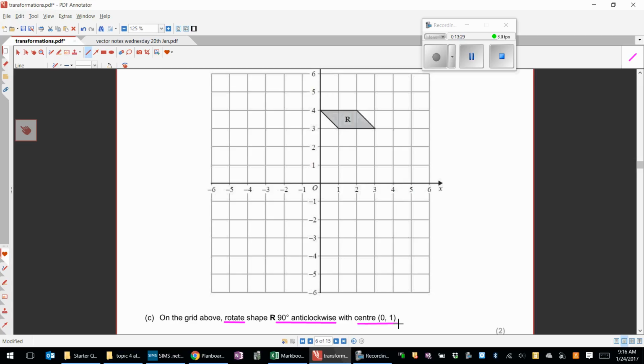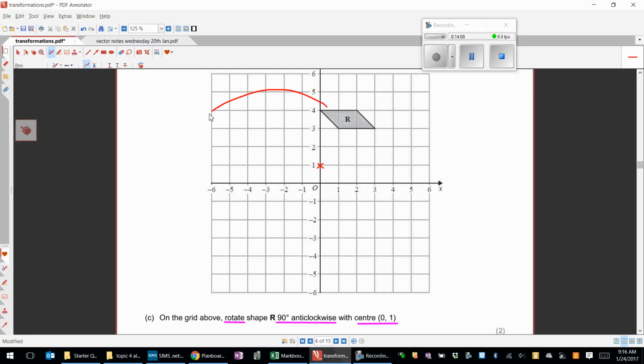Okay, so how do we do it then? We're going to mark center 0, 1. So 0, 1 will be here. Which way is clockwise? Okay. So we're going to go that way round. So what you do is you get your tracing paper, you put your pencil on 0, 1. Make sure you get that the right place, otherwise you're going to get the wrong thing. Clockwise. It says anti-clockwise. Okay, yeah. Good. So we're going to go anti-clockwise.